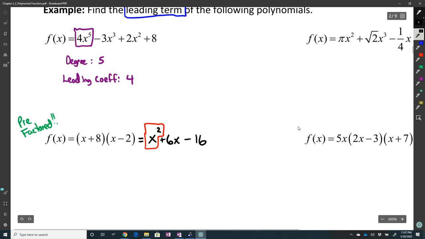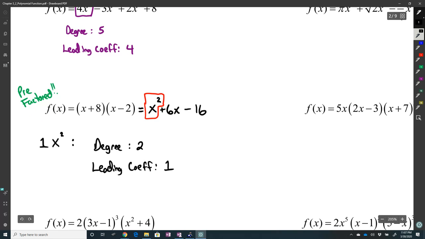And so notice that x squared, that's just the same thing as saying 1x squared. So that means that my degree is 2. And my leading coefficient is 1. Okay? Now the question is, what happens if it's more complicated?